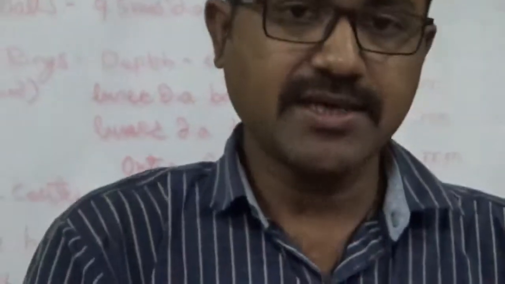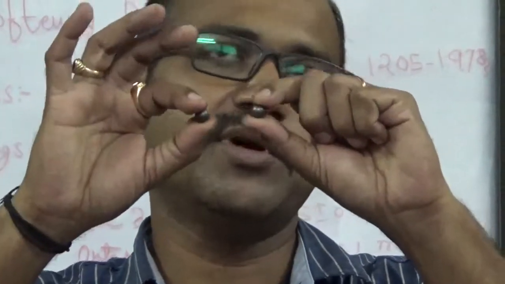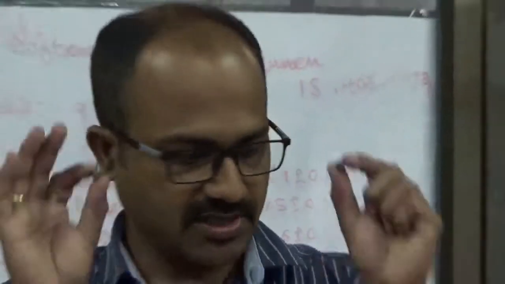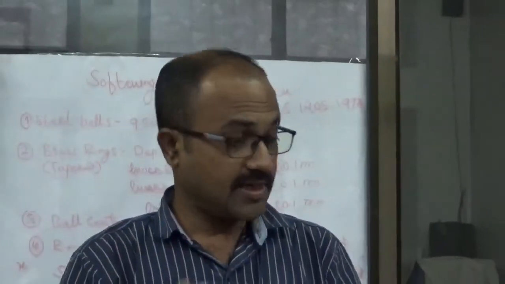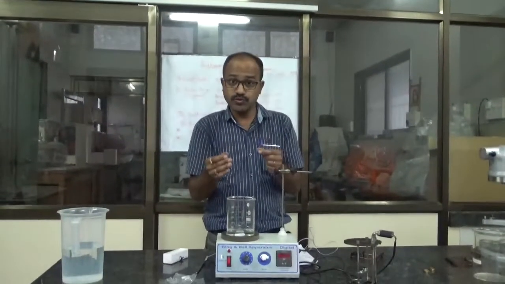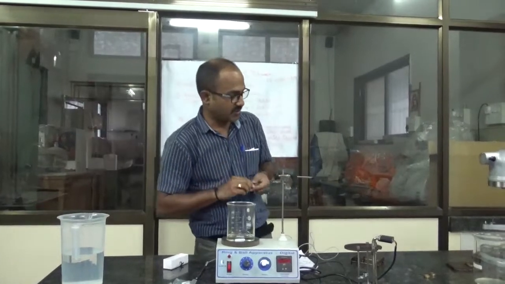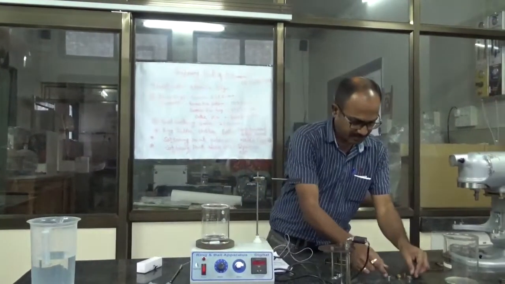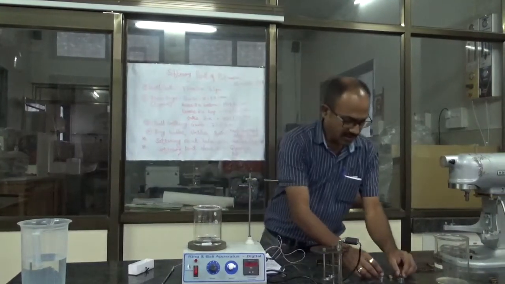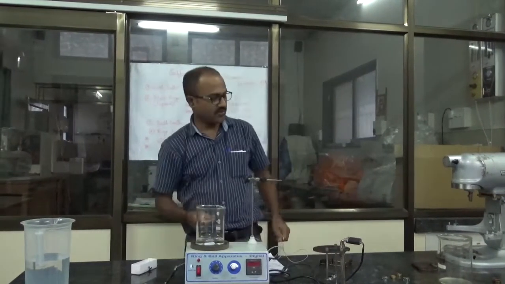And these are my two steel balls, having a 9.5 mm diameter and approximately 3.5 grams of weight. So these are the standard equipment and accessories which we are going to use for the softening point of the bitumen. Now I think I have explained everything. Let us see what the procedure is.